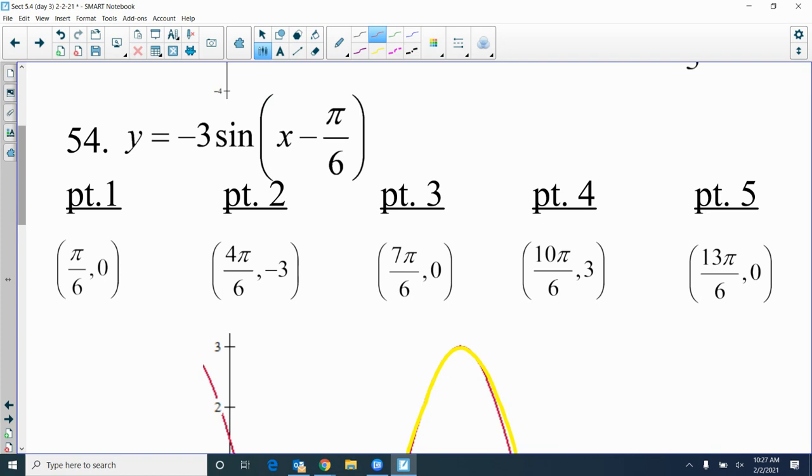So normally sine, yes. Normally sine would start at 0, 0 and look like this. The first number in front, that's just going to either stretch it or reflect it. It's not going to affect where the starting point is to the left. This is going to affect it. So it's normally at 0, 0. It's now moved to the right, pi over 6.